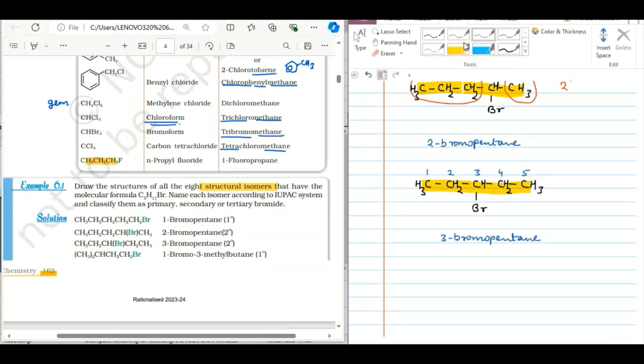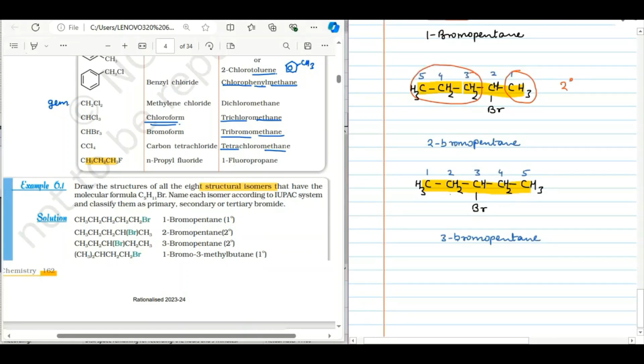Now classify it as primary, secondary or tertiary. So here the carbon to which bromine is bonded has this alkyl group, and here there is another alkyl group, so it is a secondary halide.